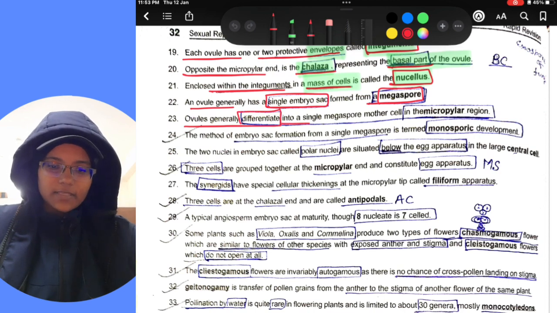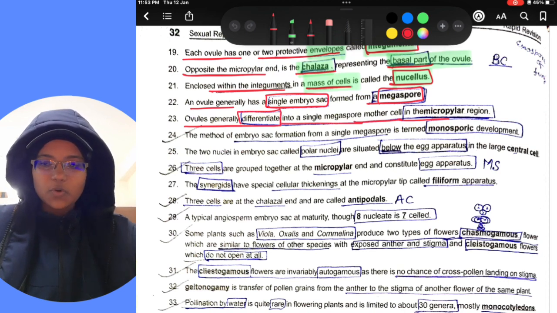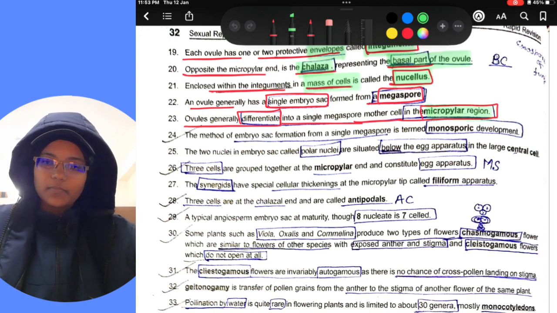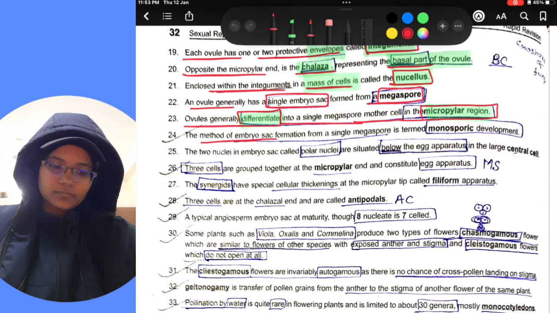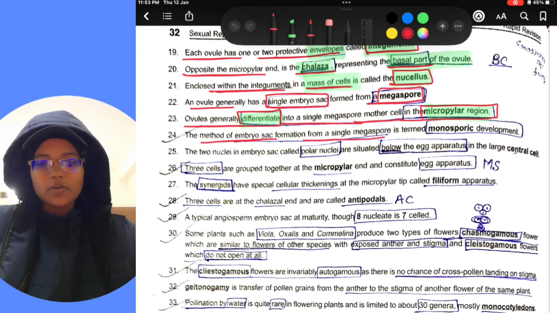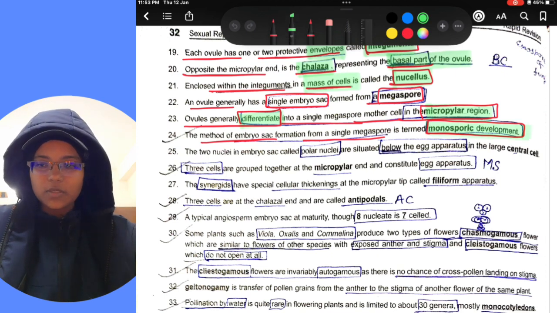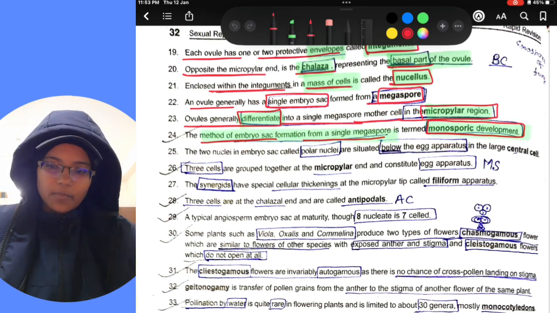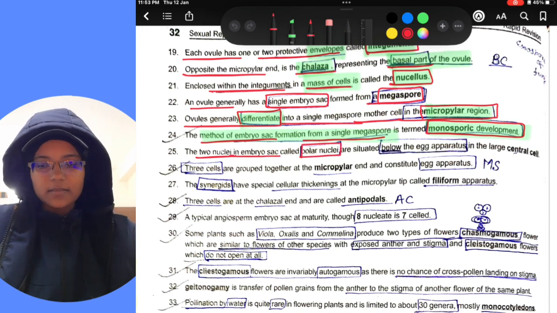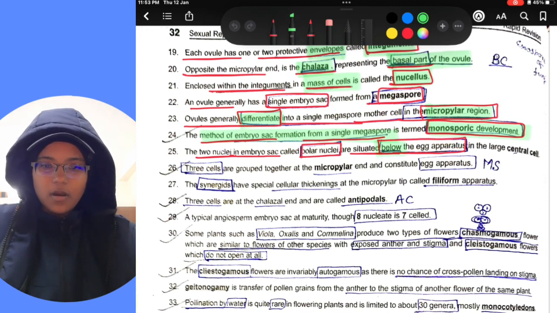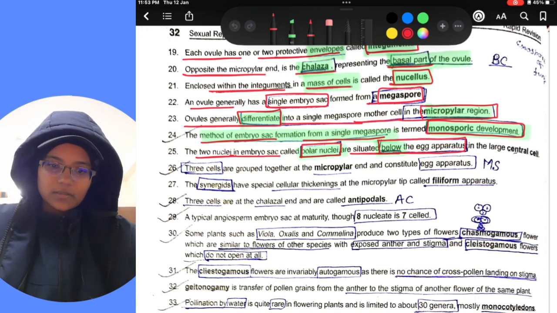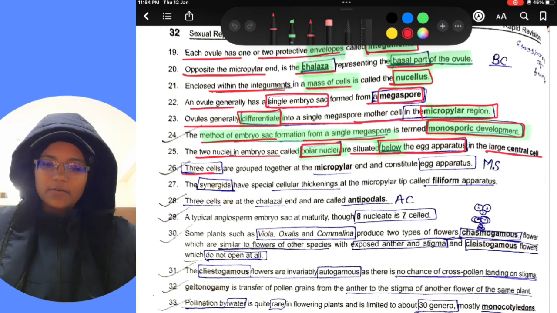Ovules generally differentiate a single megaspore mother cell in the micropylar region. The method of embryo sac formation from a single megaspore is termed monosporic development. The two nuclei in an embryo sac are called polar nuclei and are situated below the egg apparatus in the large central cell.